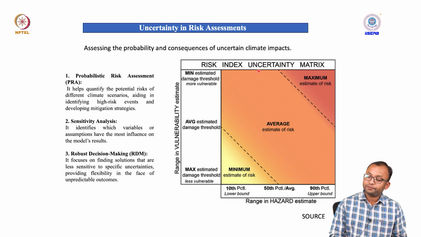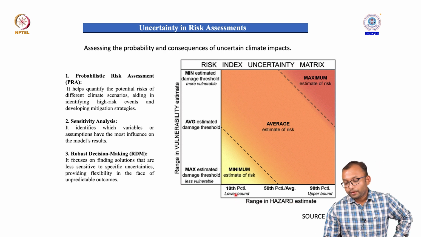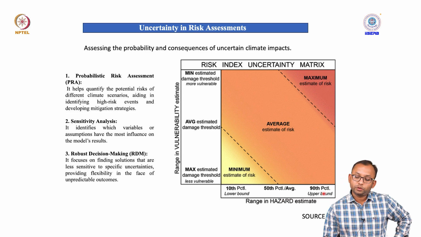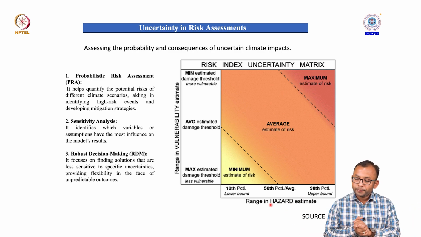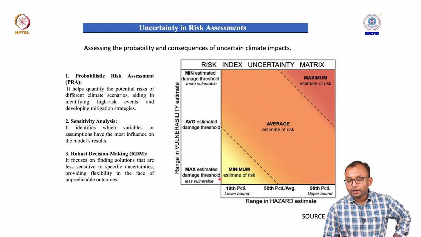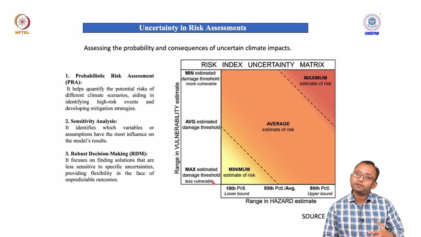So if you look at this figure, it shows the vulnerability on the y-axis and, on the x-axis, the range in the hazard estimate. For example, you have quantified the 10th percentile lower bound, the average value, and the 90th percentile. These are your uncertainty estimates with your average value. Range of the hazard estimate means, let's say you are talking about climate extremes, precipitation extremes, temperature extremes, etc., and you are talking about their average values from the climate projections with their 10th and 90th percentile bounds, which are the uncertainty bounds. Based on this value, you can compare your system resilience or system vulnerabilities.